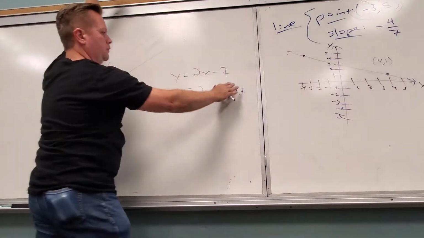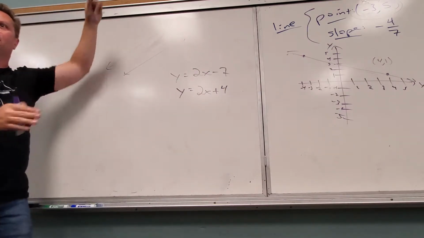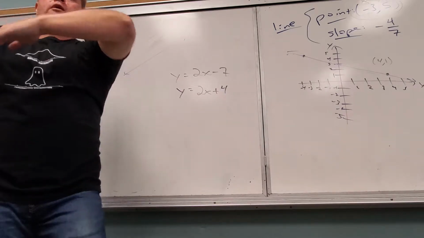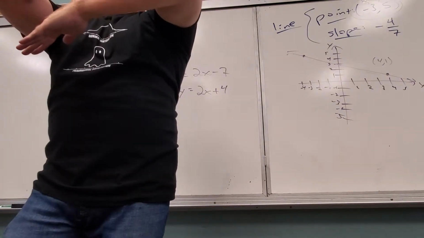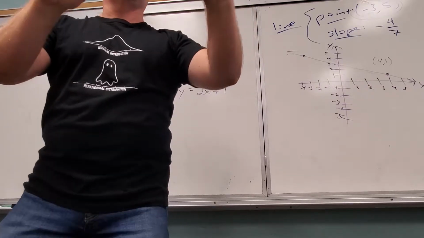Is that better? I don't want that to trip people up. Okay, now, that makes total sense. To be parallel, the slopes of the lines have to be exactly the same. I say it that way for a reason.